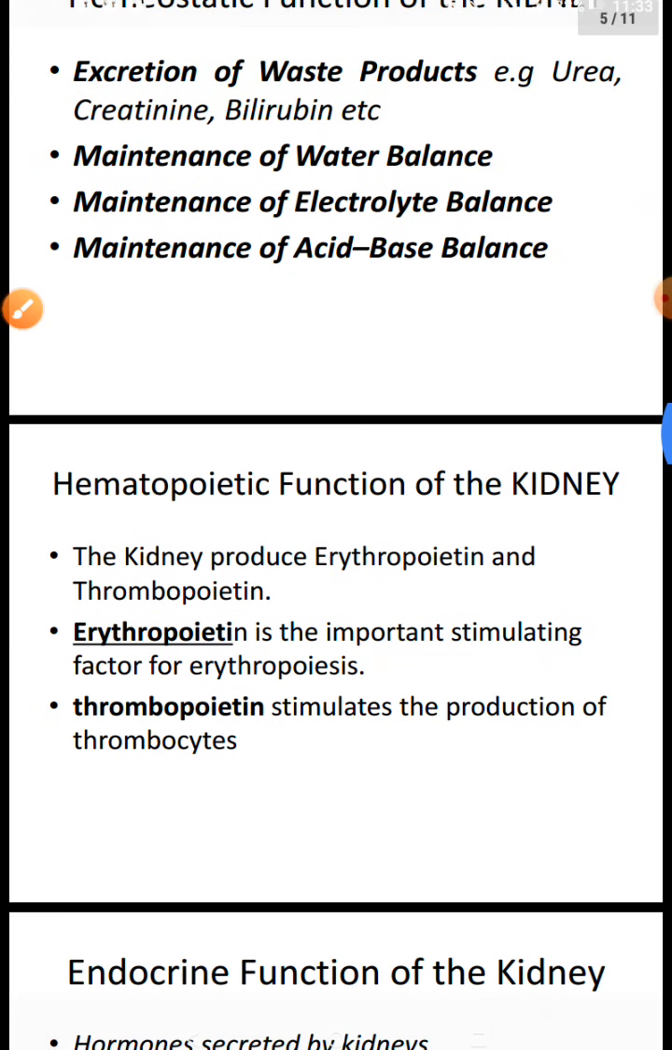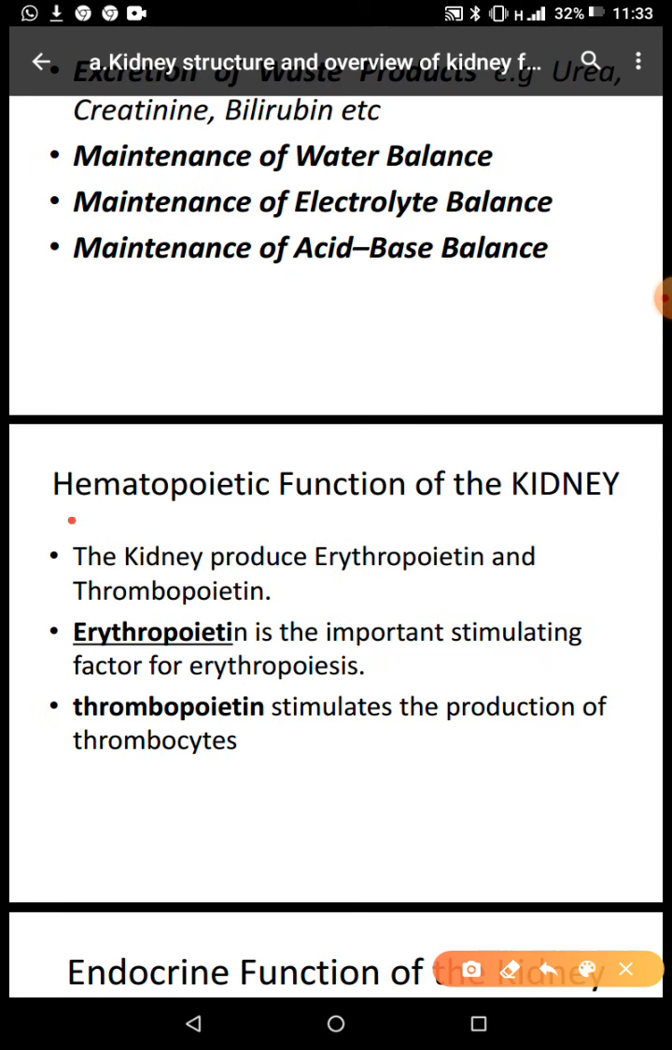Apart from that, the kidneys play a very important role in hematopoietic functions. They produce erythropoietin. They also produce thrombopoietin. Erythropoietin is an important stimulating factor for erythropoiesis, and thrombopoietin stimulates the production of thrombocytes. Now, if you remember, erythropoietin is also produced by the bone marrow. These are involved in production of red blood cells.